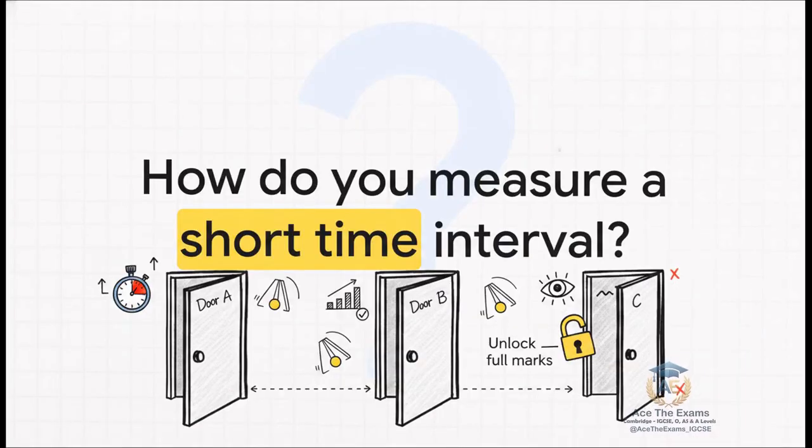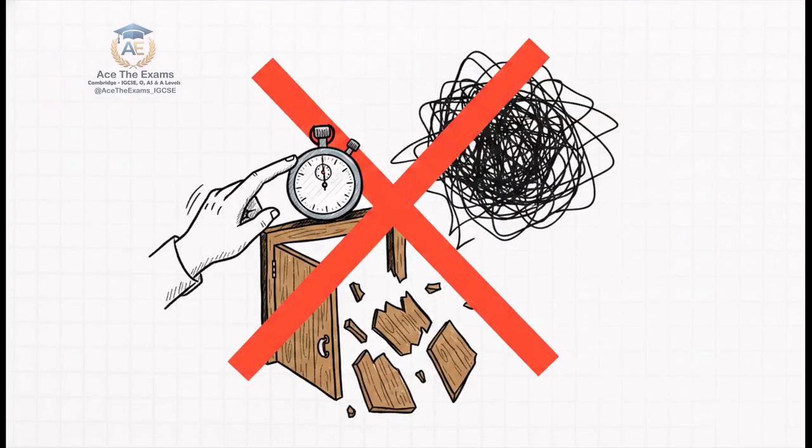Imagine you've got 3 doors in front of you. You need to measure a really short time interval, like the time it takes for a pendulum to do one quick swing. Only one of these doors unlocks the full marks in your 0625 exam. Door A says, take one quick stopwatch reading. Door B demands taking the average of multiple readings. And door C, just a visual estimate. Pick the wrong door and you're instantly risking grade boundaries and dropping marks you should absolutely be keeping in your pocket. Well, spoiler alert, door A is a massive trap.